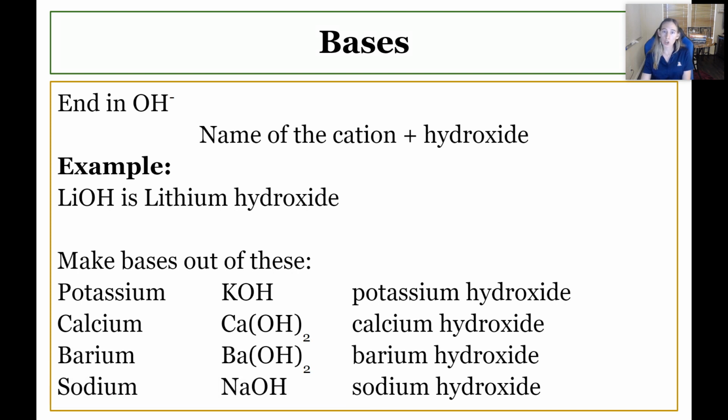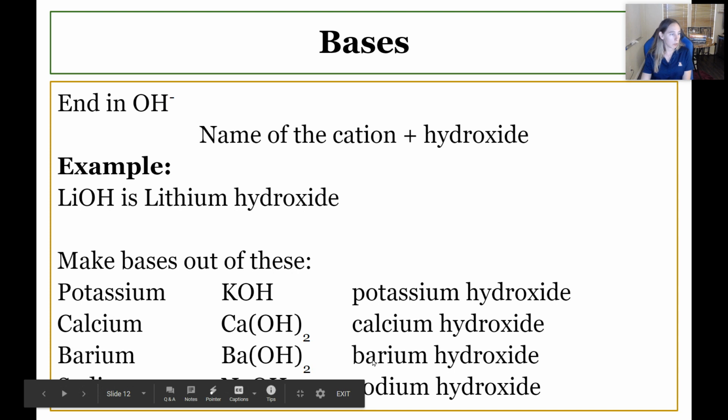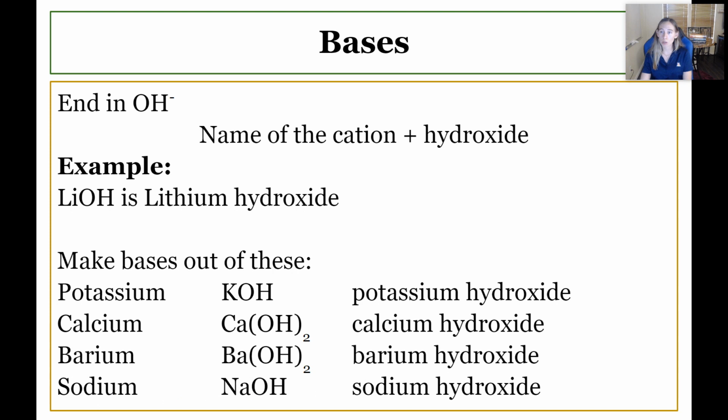This is because the charge on calcium is always a 2+, always and forever. It can't make a different charge, which means we will always need 2 hydroxides to form a neutral compound. Same with barium, Ba(OH)2, barium hydroxide. And NaOH is sodium hydroxide.